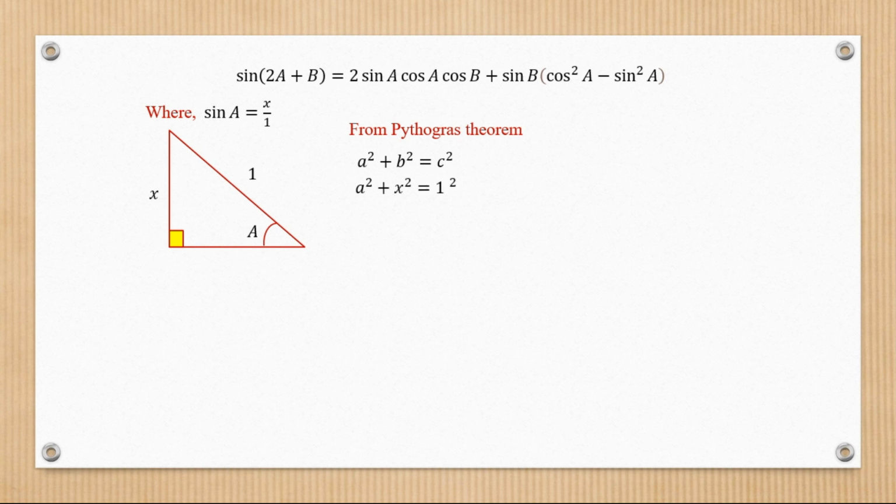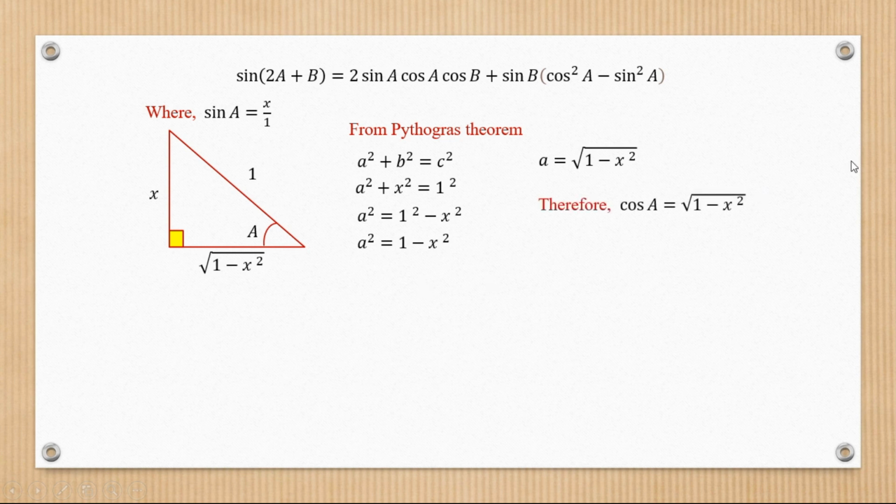We'll have a squared plus x squared is equal to 1 squared. And then a squared shall be equal to 1 squared minus x squared, and then a squared is 1 minus x squared, because 1 squared is 1. And then if we find the root of that, we can say that a is root of 1 minus x squared. So now we know what the adjacent value is. So if we know that, it means that therefore cos of a, which is basically, we know cos is adjacent over hypotenuse, is going to be root of 1 minus x squared divided by 1, which can basically be represented as root of 1 minus x squared.